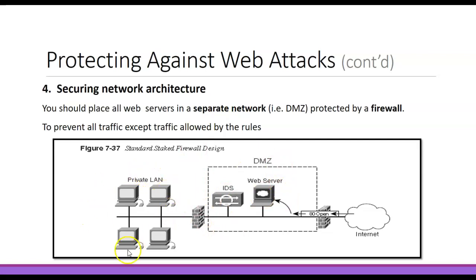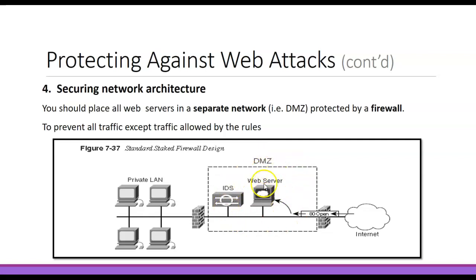Okay, if you see, this is the private network, and this private network is protected with a firewall, and you see this is the public internet. So usually the DMZ, demilitarized zone, is between the private LAN and the internet. It sits between the private LAN and the internet. Usually it's between two firewalls. This will control the incoming and outgoing traffic from and to the demilitarized zone.